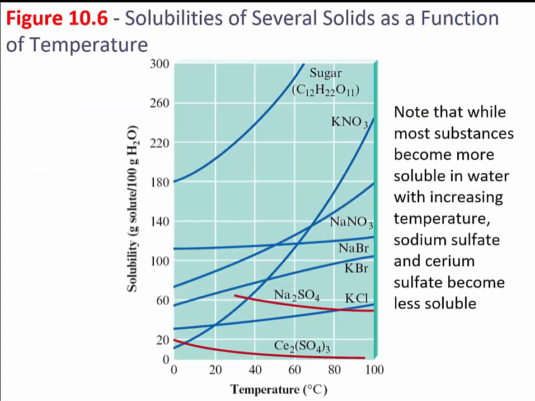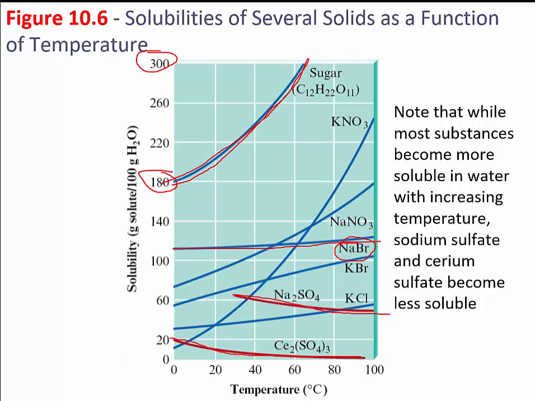And so let's take a look at this. Here is sugar, our good old friend sugar. As you increase the temperature, going from 0 to 100, almost boiling, the solubility is going to go up. So you can get a lot more sugar in water, right? 300 grams versus only about 180 if you go from 0 to 60 degrees. Some things are going to be relatively flat. This sodium bromide here, NaBr, is pretty flat. Some things are going to decrease. The cerium sulfate and the sodium sulfate are going to decrease as you increase the temperature.